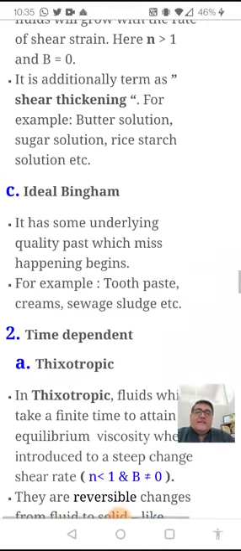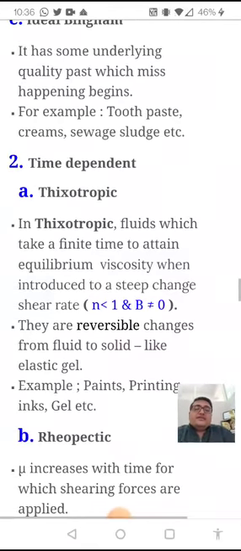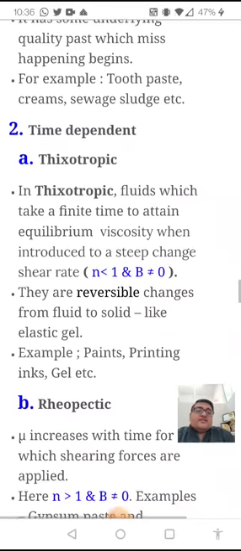And the ideal Bingham fluid has some yield value past which flow begins. For example, toothpaste, cream, sewage, sludge, etc. So toothpaste, creams, sewage, sludge, these are the type of fluid. Which type of fluid? It is called the ideal Bingham type of fluid, correct? Now there are two categories of time dependent fluids. One is thixotropic and another one is rheopectic.